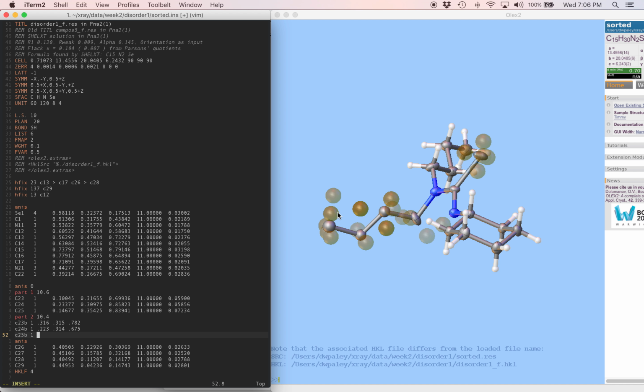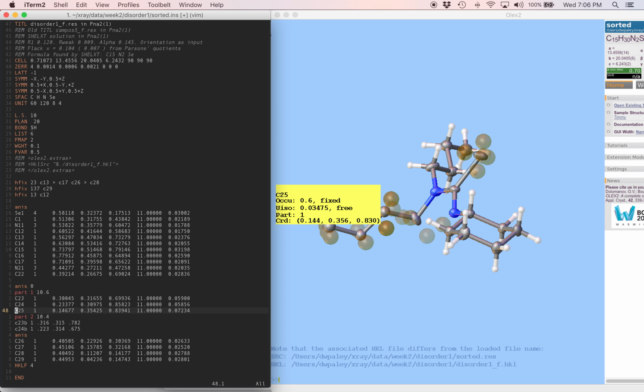You know what? It's so hard to tell. We're going to use the coordinates of the original C25. In fact, we can just copy C25 from up here and put it down here and change the name to C25B. We'll see how these two atoms sort themselves out like they're supposed to. We have a part 1 and a part 2, so we're going to go back to part 0 after that.